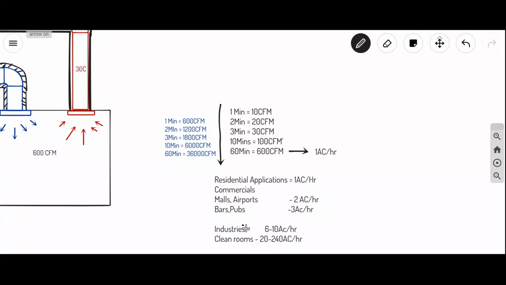Okay. According to this, suppose if my project is an airport, what will we do? We'll exhaust 20 CFM every minute, and we'll take 20 CFM of fresh air every minute. Okay, sir. Negative pressure room and positive.